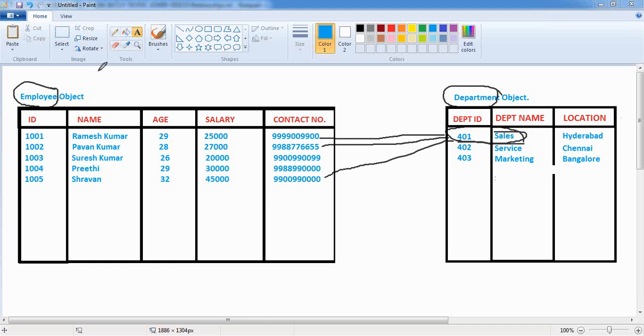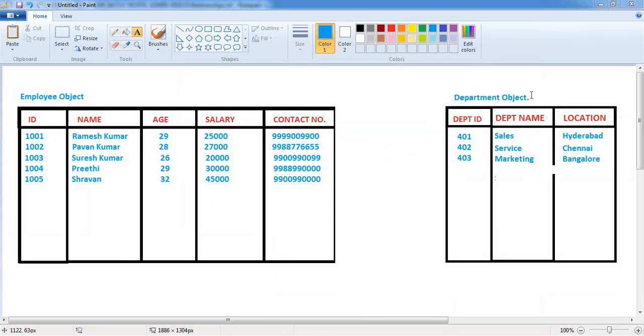Based on your analysis, your application requirement, and your business requirement, we have to decide which records are dependent on which records. Based on that, you decide which one is the parent object and which one is the child object. Between employees and department, if there is a department, then only some employees will be there. If there is no department, then there are no employees. Similarly, if there is a parent, then only there is a child. If there is no parent, there is no child. Same concept here also.